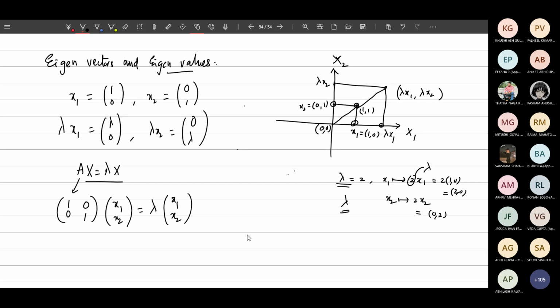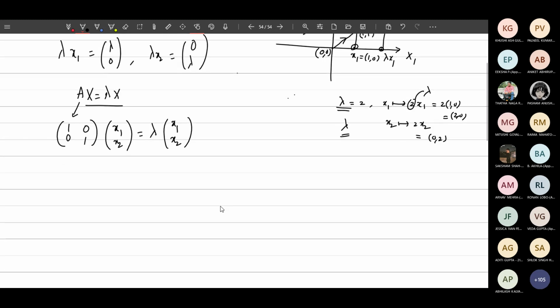then we call this lambda an eigenvalue, and corresponding to it you have this vector. What is this vector here? This is the resulting vector. This vector we call an eigenvector, and the value by which we are scaling it, that we call the eigenvalue.